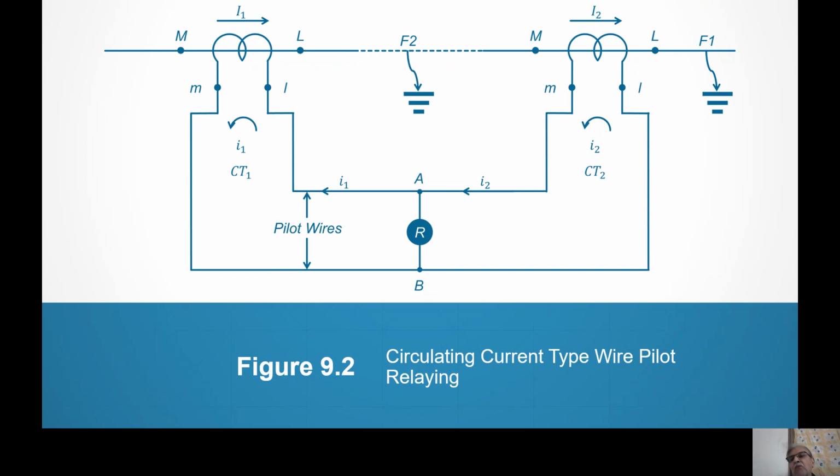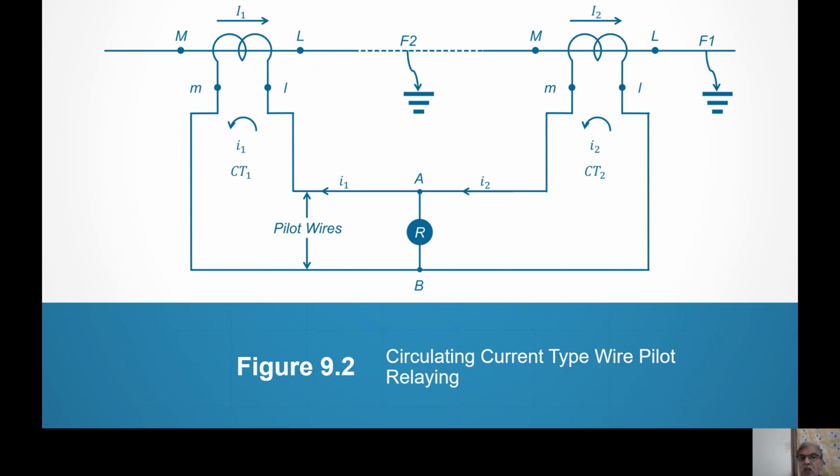If there is a fault at F1 or there is no fault, normal current, then the primary currents I1 and I2 are the same. Therefore, secondary currents I1 and I2 are the same. So I1 minus I2 that is flowing through the relay is 0, and therefore the relay does not operate.